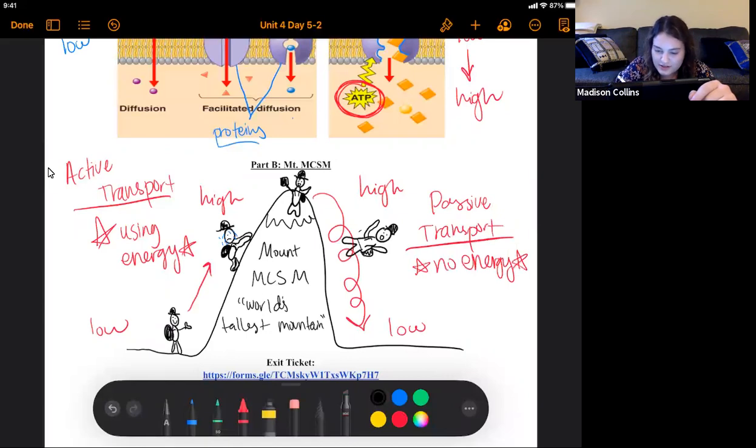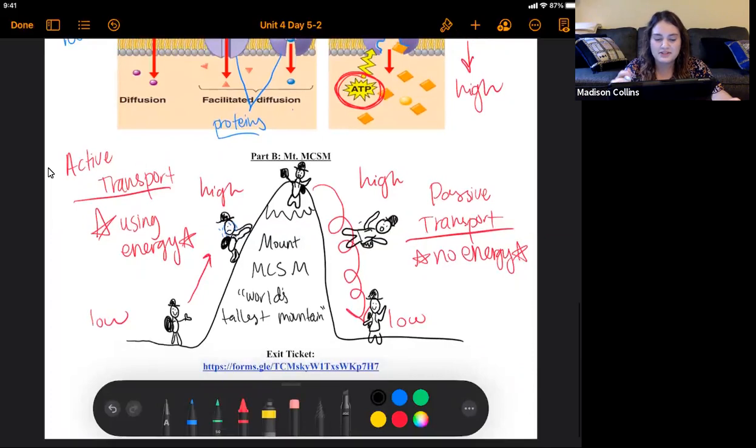But eventually, miraculously, you land on your feet. Yay. And here you are rejoicing that you succeeded. You traveled up and down the mountain. You may have fallen, but you survived. Okay, so once again, remember that active transport is when you are going from low to high concentration and you're using energy. But then passive transport is when you're going from high to low and it does not require any energy.